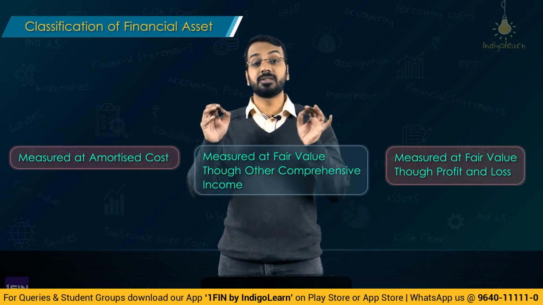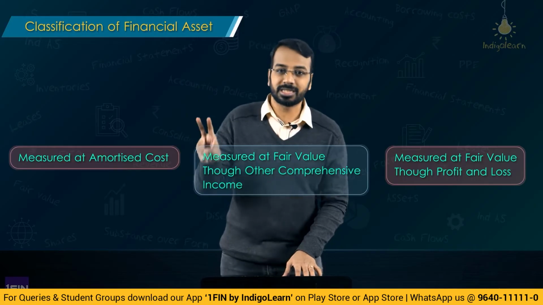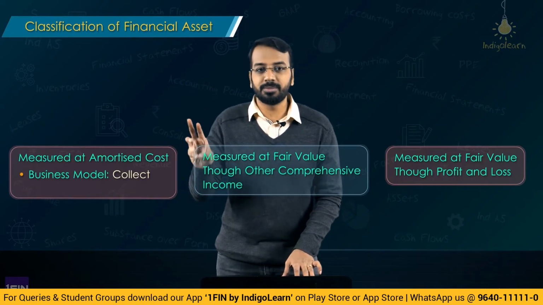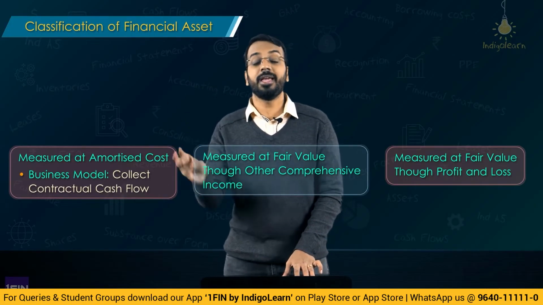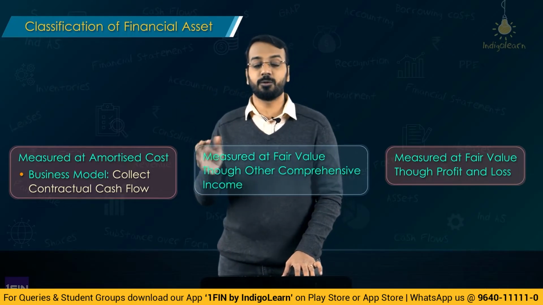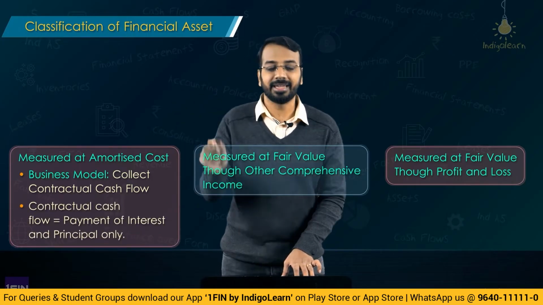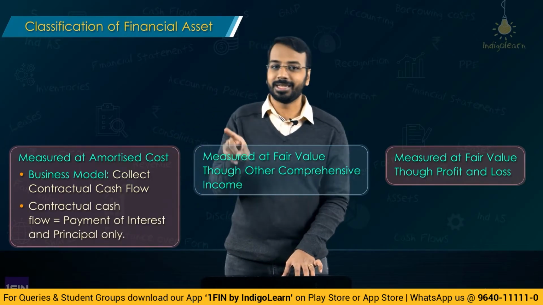Again, this classification is very, very important that you need to understand. Under amortized cost, two conditions have to be met. The business model objective should be hold to collect. That is basically you want to collect the contractual cash flows, and the contractual cash flows are SPPI, solely the payment of principal and interest, right?